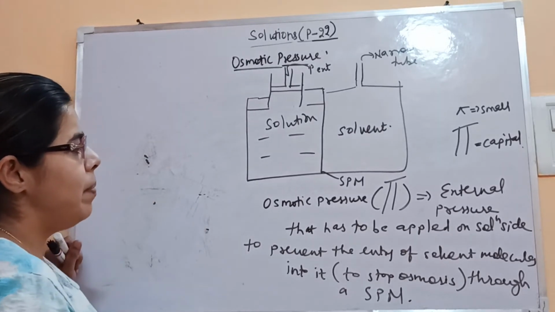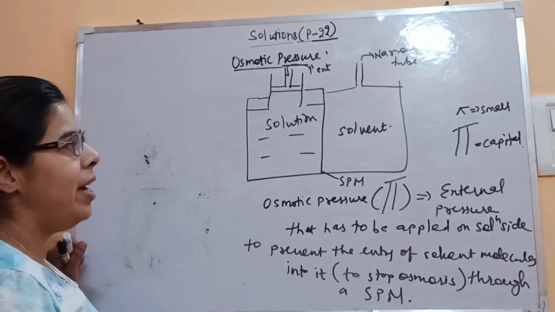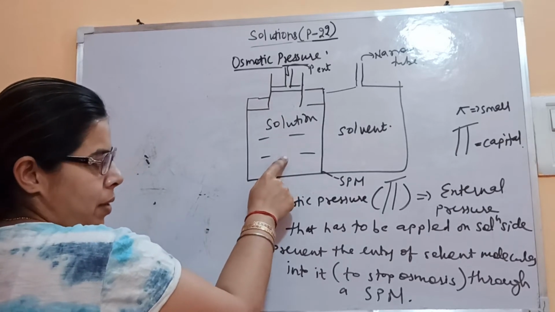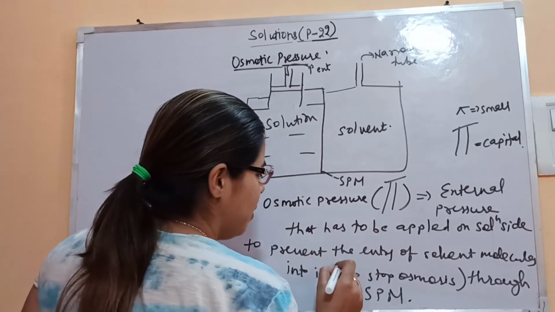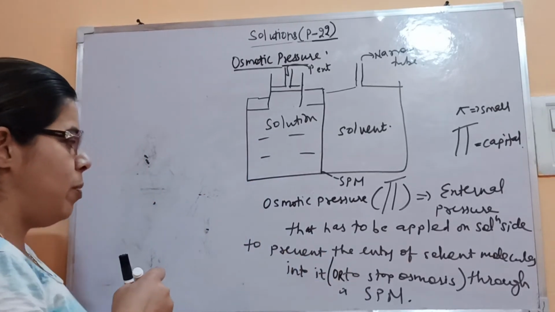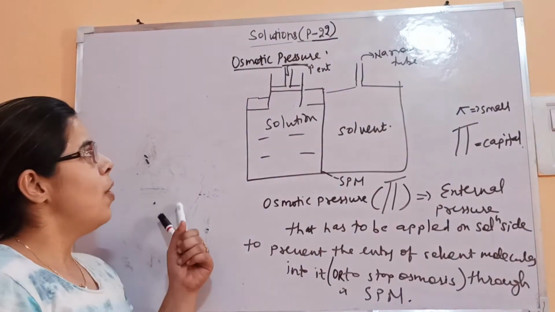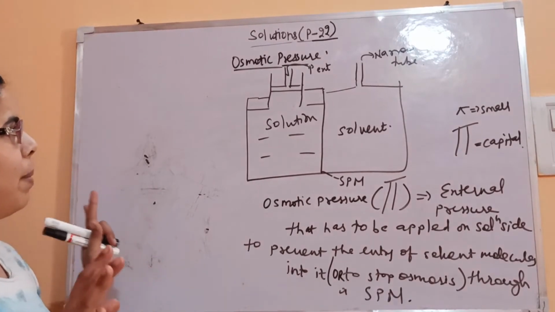Fine, that external pressure has to be applied on the solution side, this side, to prevent the entry of the solvent molecules into the solution. Okay, to stop osmosis through SPM. So basically the pressure applied to stop the osmosis is known as osmotic pressure. Okay, so I hope, am I clear till here?